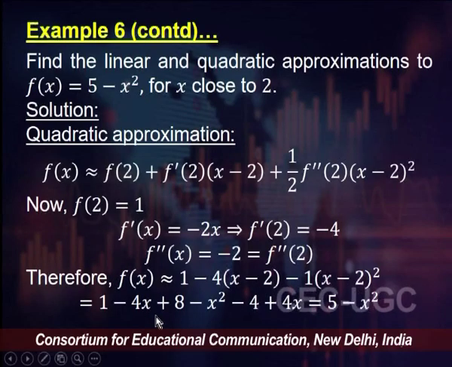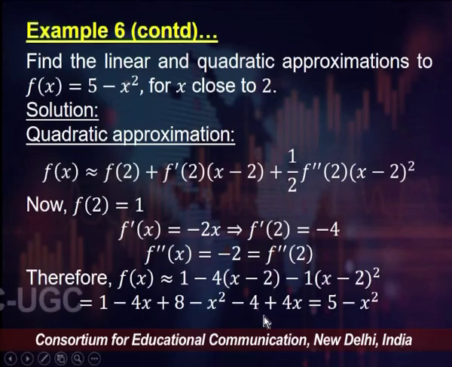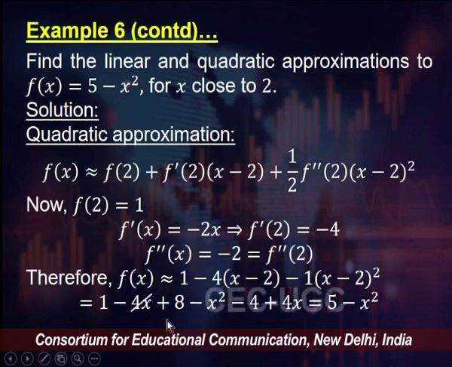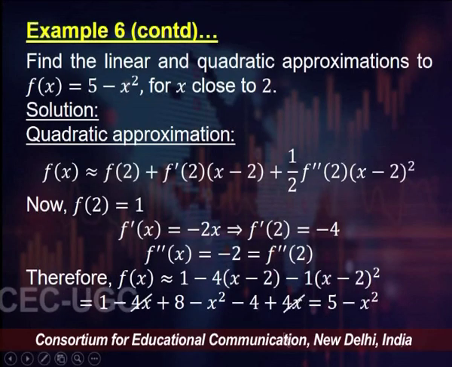This then gives us 1 minus 4x plus 8 minus x squared minus 4 plus 4x, which you can see here, the 4x will cancel out the 4x towards the end of this expression, and you get back exactly the same polynomial that you had started with.